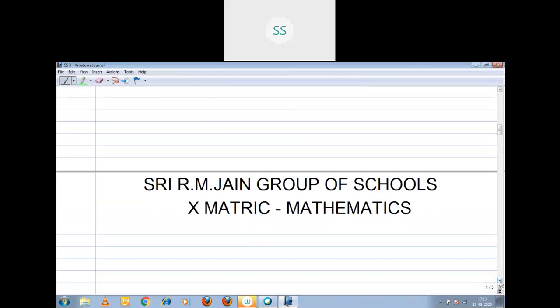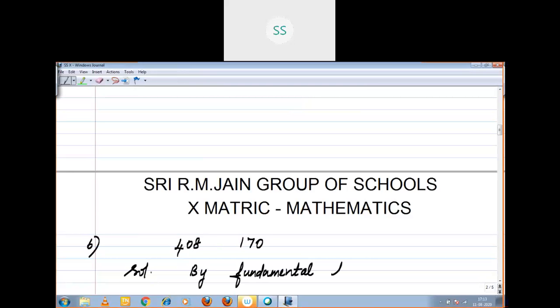Question number 6. What is given in question number 6, you see: find the LCM and HCF of 408 and 170. Already I told you what they asked, using the fundamental theorem of arithmetic. Fundamental theorem of arithmetic means what? Solution by fundamental theorem of arithmetic.